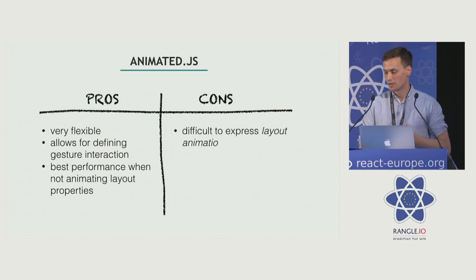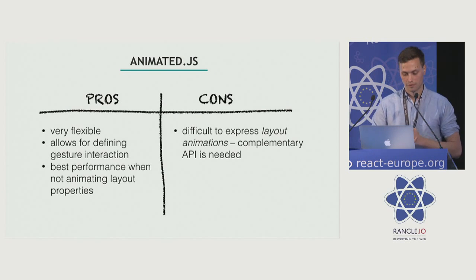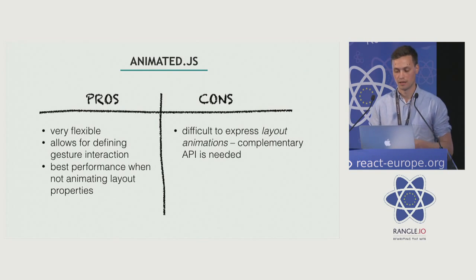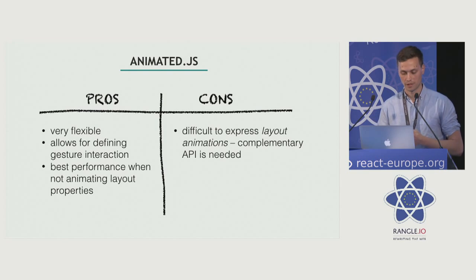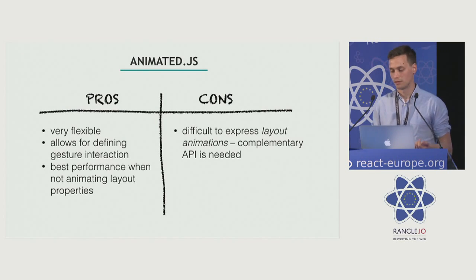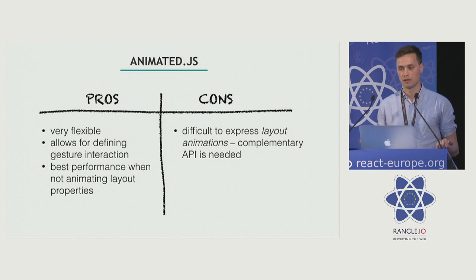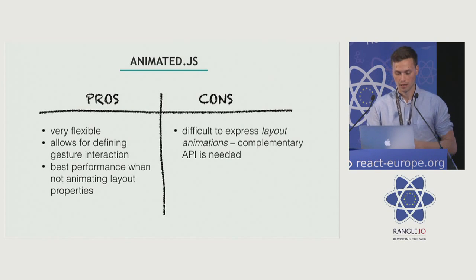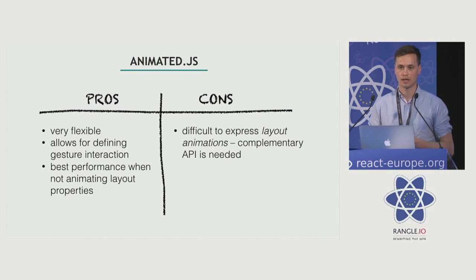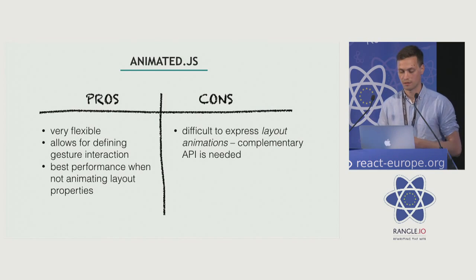All right, as you might already know, Animated.js is very flexible. It allows for defining any type of animation, as mentioned. The experimental navigator is one of the most complex examples of that. We also can define gesture interaction. You can use animated event for that. You can even update the values manually if you want. And it's actually pretty performant. You can check examples of that in the React Native repo.